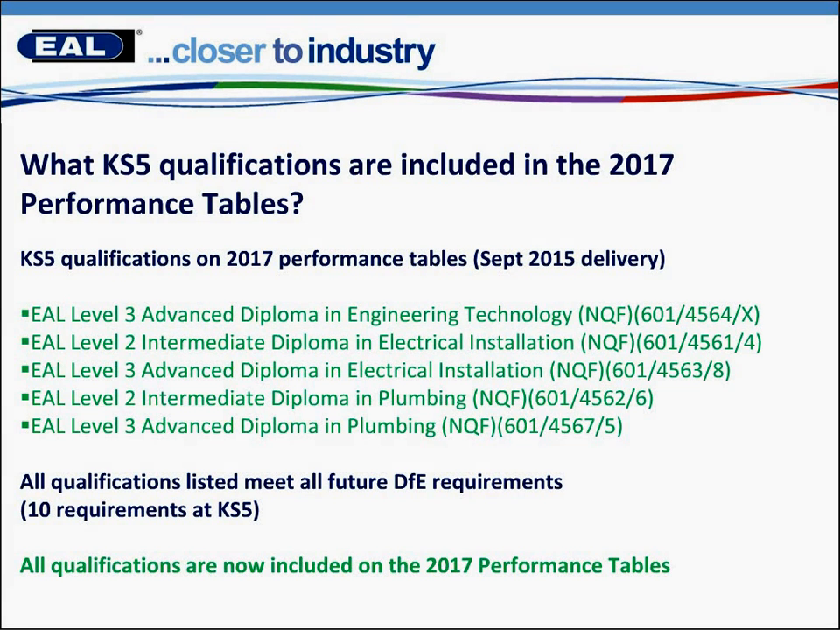In plumbing, we have the Level 2 Intermediate Diploma in Plumbing, which consists of nine mandatory units and a synoptic assessment which is developed by EAL and marked by the centre. And the Level 3 Advanced Diploma in Plumbing, which consists of six mandatory units, and a synoptic assessment again, which is developed by EAL and marked by the centre.